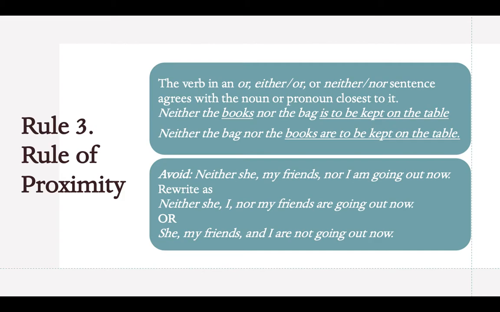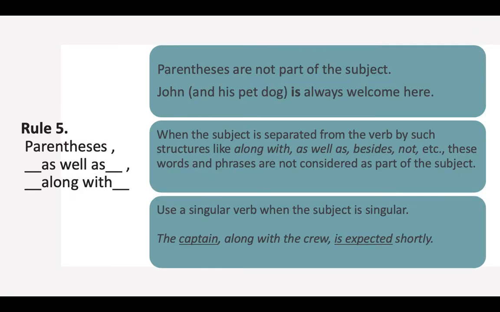In any case, the rule of proximity applies to structures like either-or, neither-nor, and or, where the verb should agree with the subject that is closest to it, which is in proximity to it. The one standing nearest to it. Now, next one.